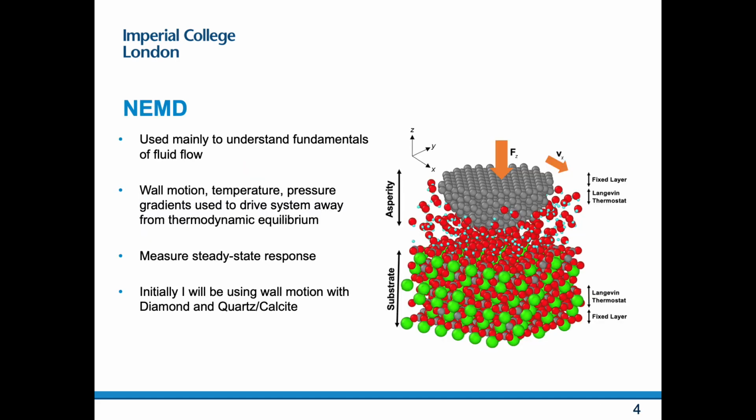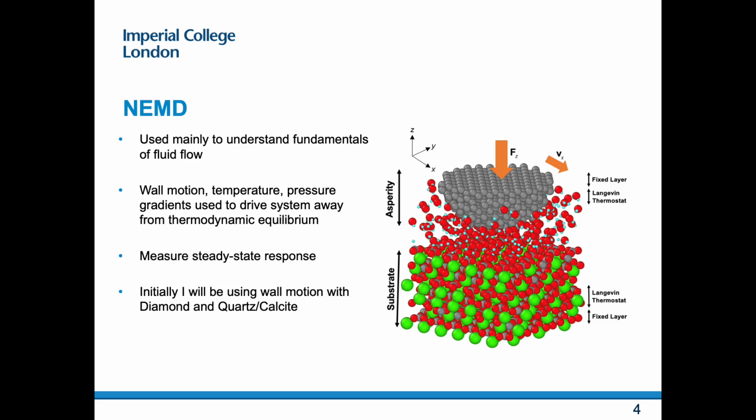NEMD is mainly used to understand the fundamentals of fluid flow by driving a system away from equilibrium. There are plenty of ways to achieve this. We can use temperature or pressure gradients, or stress gradients through an expansion and contraction of the system. We can play around with diffusion coefficients, for example, applying a charge to certain atom types which creates charge imbalances in the system, and then we can examine how the system behaves.